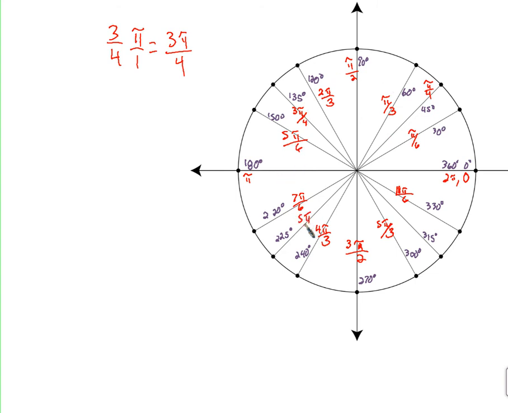Right, so we got pi over 4, 3 pi over 4, 4 pi over 4, 5 pi over 4, 6 pi over 4, 7 pi over 4, and 8 pi over 4 simplifies to 2 pi. So now we have these unit circles marked off with our degrees and with radians. All right.